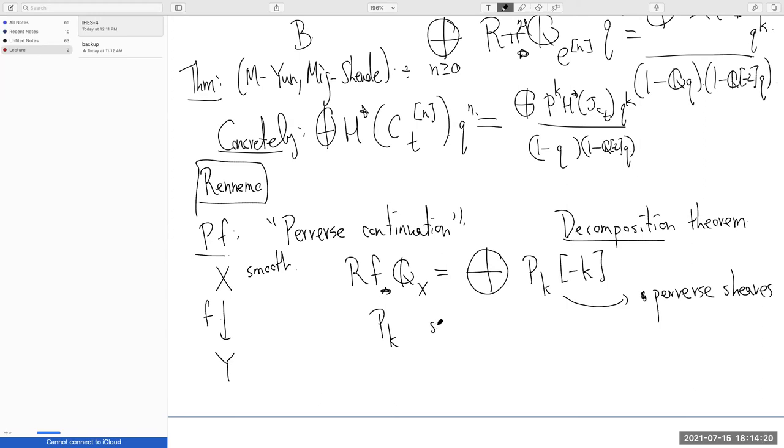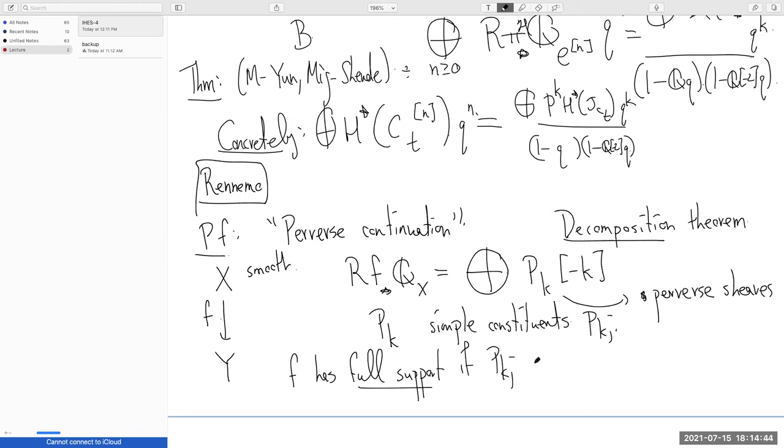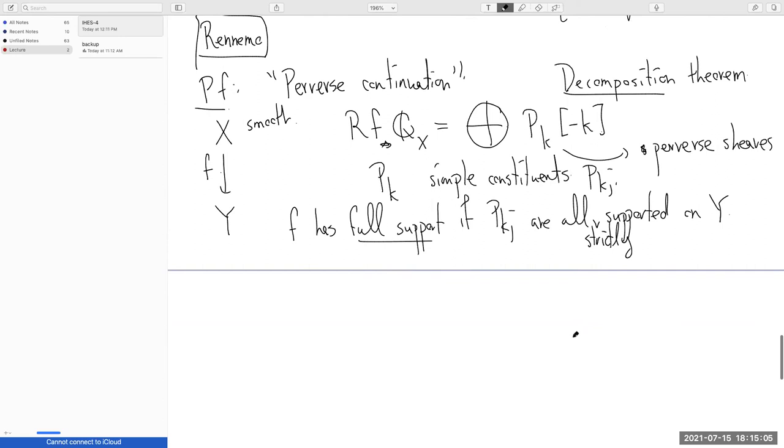Now, each of these perverse sheaves, I could look at its simple constituents. And then we say that F has full support if each of these pieces are all supported on Y. And when I say supported, I mean really strictly supported. They're not pushed forward from something lower dimensional. This is a strong condition on this map. So for instance, if I take Y and blow it up at a point, that would not satisfy this property.